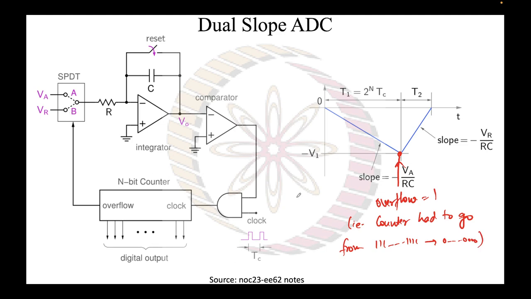So now what happens is that it's counting T2. What is T1? T1 is nothing but the maximum count: you have an n-bit counter, so the maximum count is 2^n. Every clock cycle is updating, so it's updating 2^n times. So T1 will be 2^n TC, and T2 will be whatever value is stored in this n-bit counter. That's how you operationalize a dual slope ADC. And the name is clear, why dual slope? Because you have a negative slope and a positive slope. Just to be clear, VR is a negative number, VA is a positive number. Okay, so that's how this is implemented.